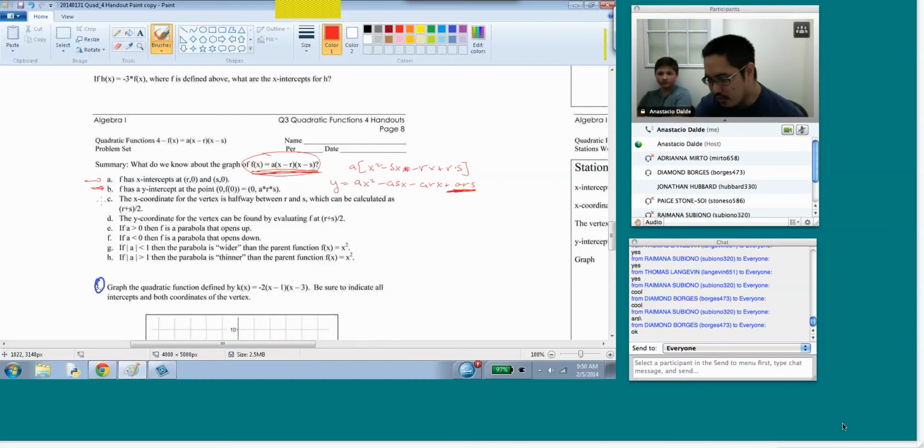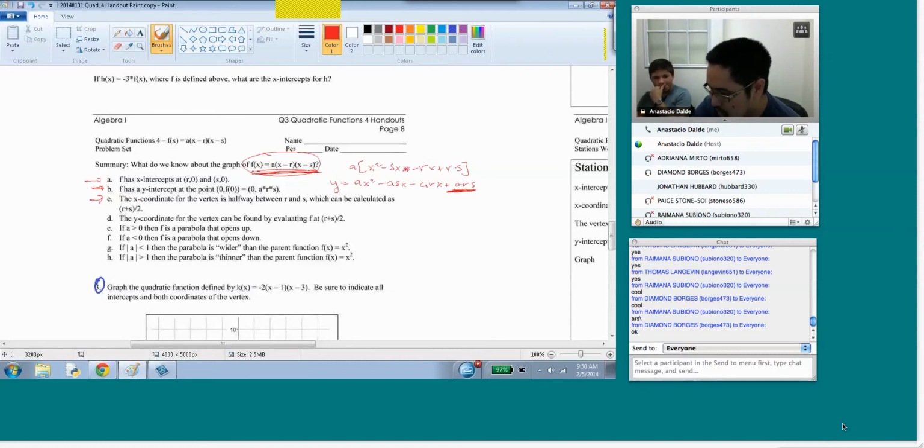All right, how do you find the vertex? Well, it's halfway in between R and S. I get that. How do you find it? You take the average. Good, we're good. The y-coordinate of the vertex can be found by evaluating blah, blah, blah.